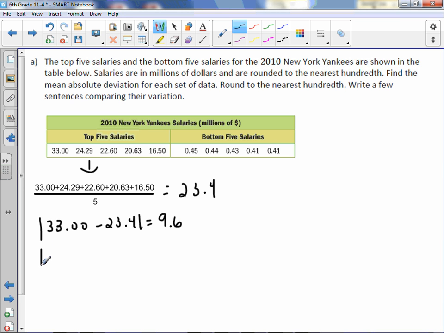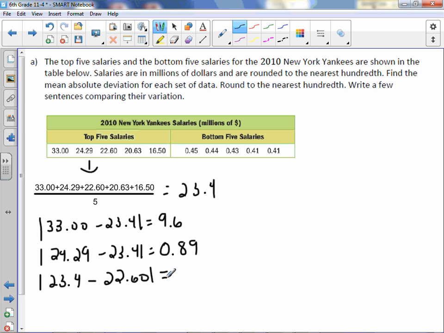24.29 is our next value, which means 24.29 is first, it's larger, minus 23.4. Absolute value of that is 0.89. Do not round any values until the very end, if need be. Our next value is 22.60, which is less than 23.4, so we're going to put 23.4 minus 22.60, absolute value bars, and that is equivalent to 0.8.